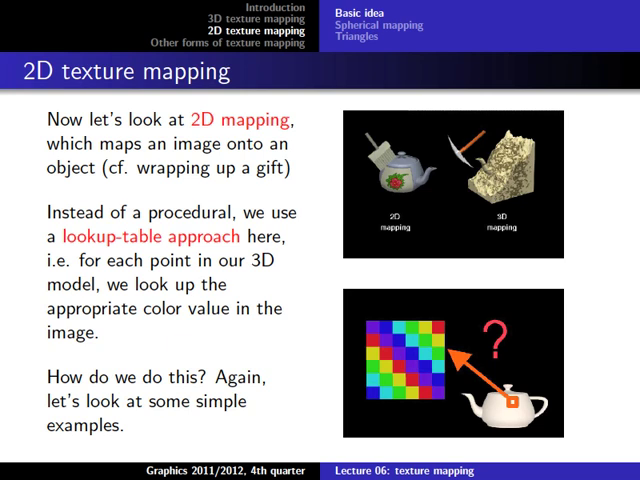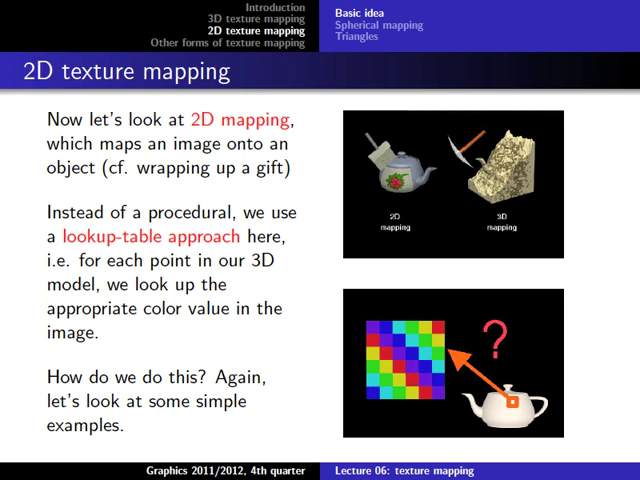For example, if you have the map of the world and want to map it onto a sphere, of course, you do not want a tiling, but a perfect one-to-one mapping between the map and the sphere. Or you might have a situation where you only want to map parts of a texture onto an object. So we need some sort of mapping. The idea behind it is the same, using a lookup table, but the mapping is a little different.